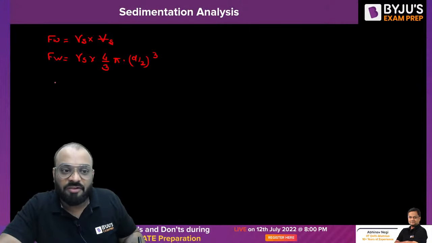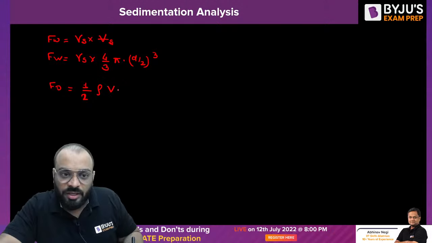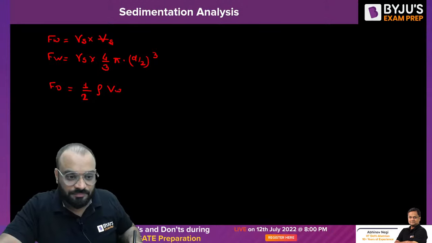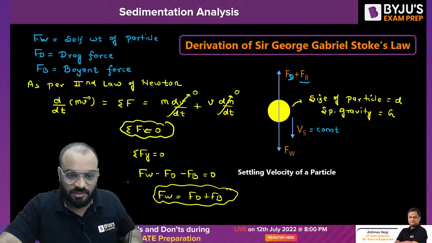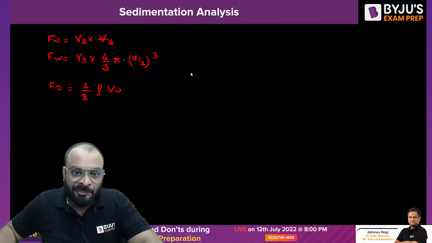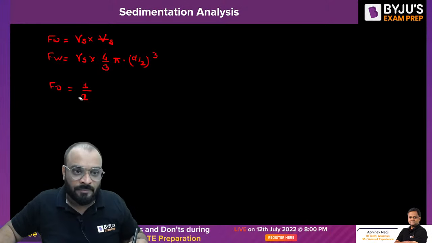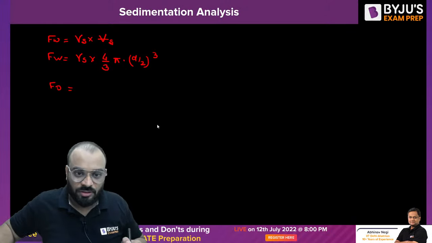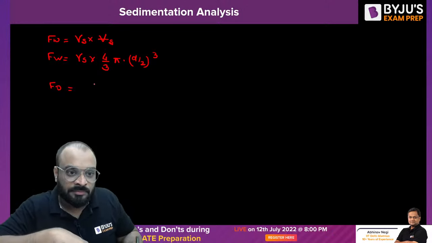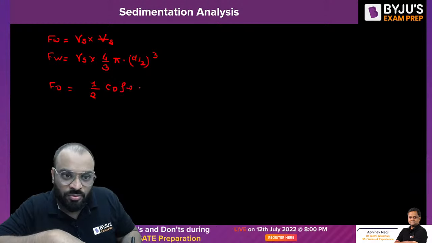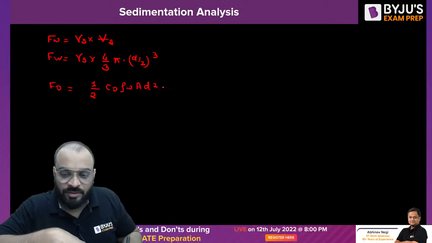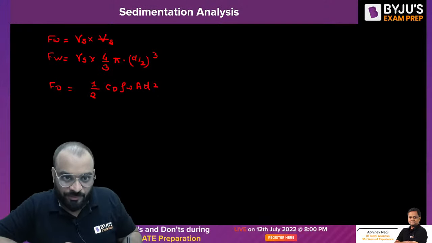Okay, now what about drag force, sir? How much drag force will be there? So the formula for drag force is half CD rho W into A into v square. Clear?